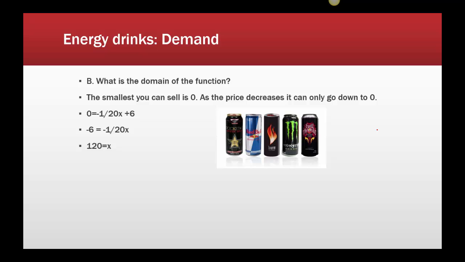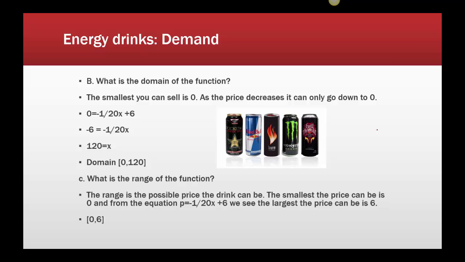And it says x is 120. So here's my domain for the demand function. The domain is somewhere between 0 and 120. It is inclusive, so I have those closed brackets. The range then deals with the price. It's the possible price points I could have. So the smallest the price can be is 0. And from the equation, the negative 1 over 20x plus 6, we see the largest price would be 6. So I go from 0 to 6.